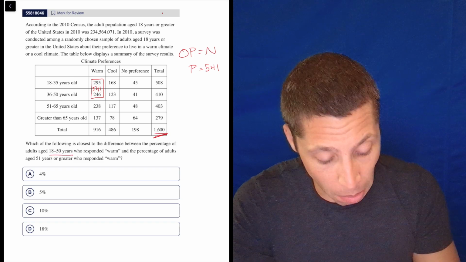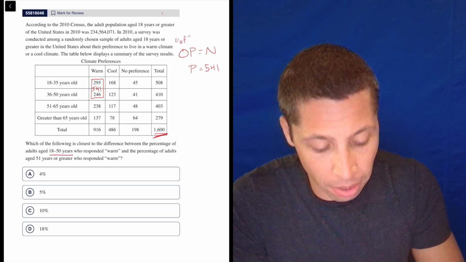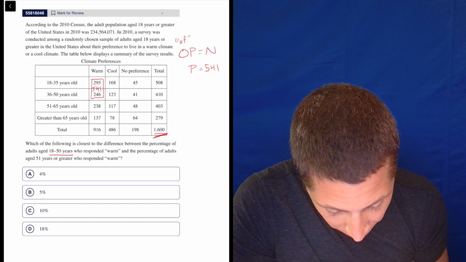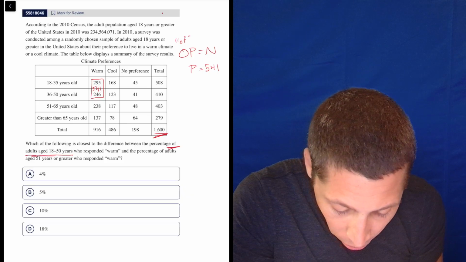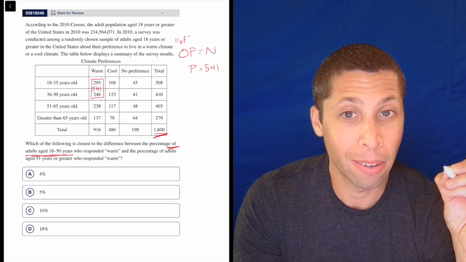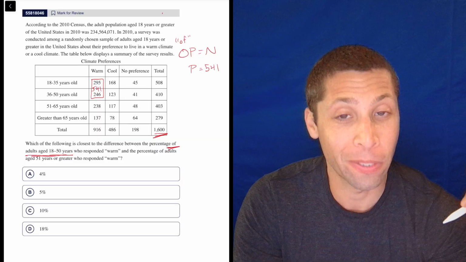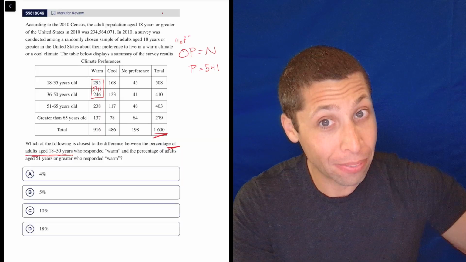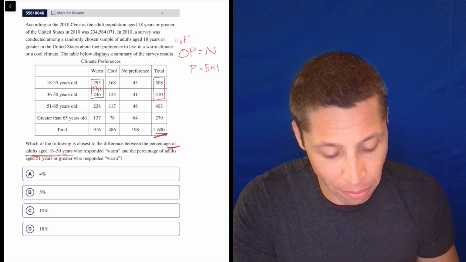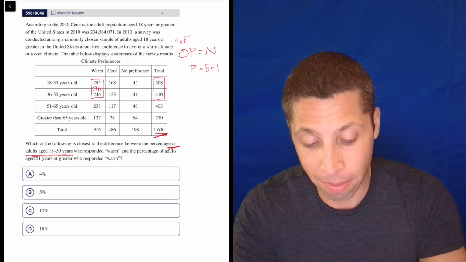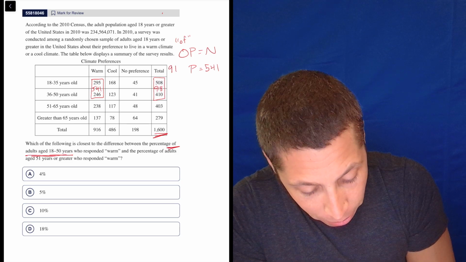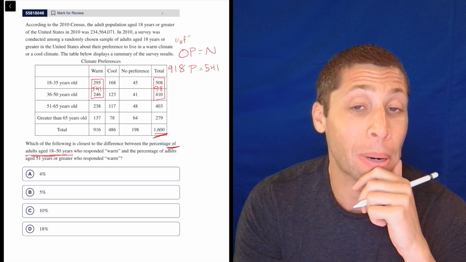And the way I know this is, remember, the original is always what the word "of" points us to in the question. So what does it say? Which of the following is close to the difference between the percentage of adults aged 18 to 50 who responded warm? It's not percent of all adults in the survey. It's of the specific age group. So the "of" here is another two things we've got to add up, the 508 and the 410. So 508 plus 410 is 918. That's my original. And that's the problem. That's what most people are going to do wrong.